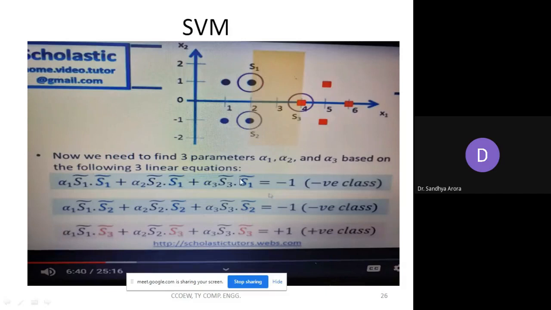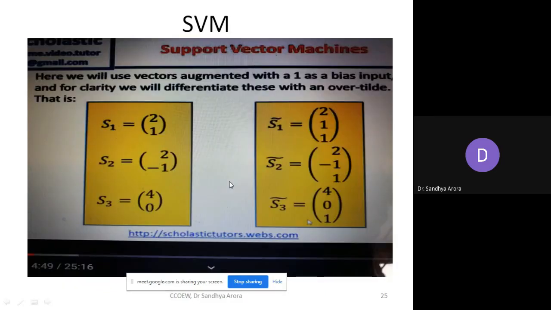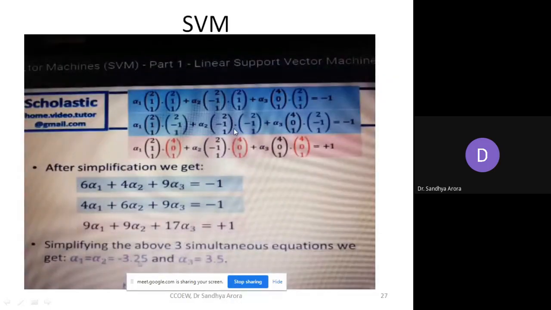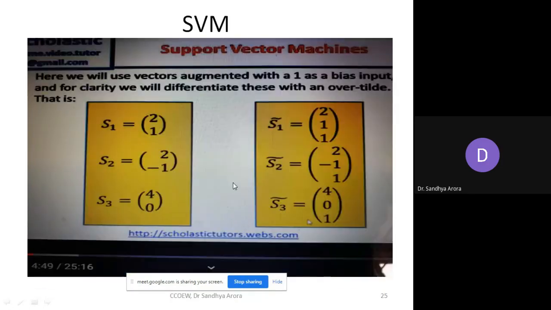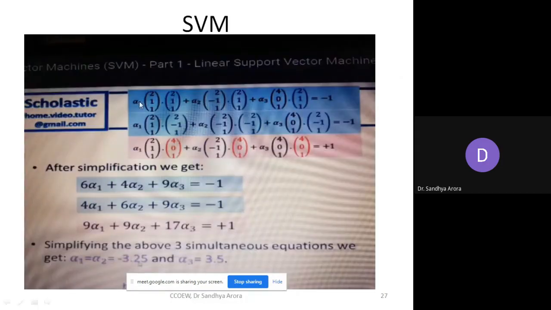Now remember, in this equation you have the values of S1, S2, S3 with you. These are the S1, S2, S3 points, so you need to put in these values. The first equation was alpha 1 multiplied by S1, S1, alpha 2 multiplied by S2 and S1, alpha 3 multiplied by S3 and S1.